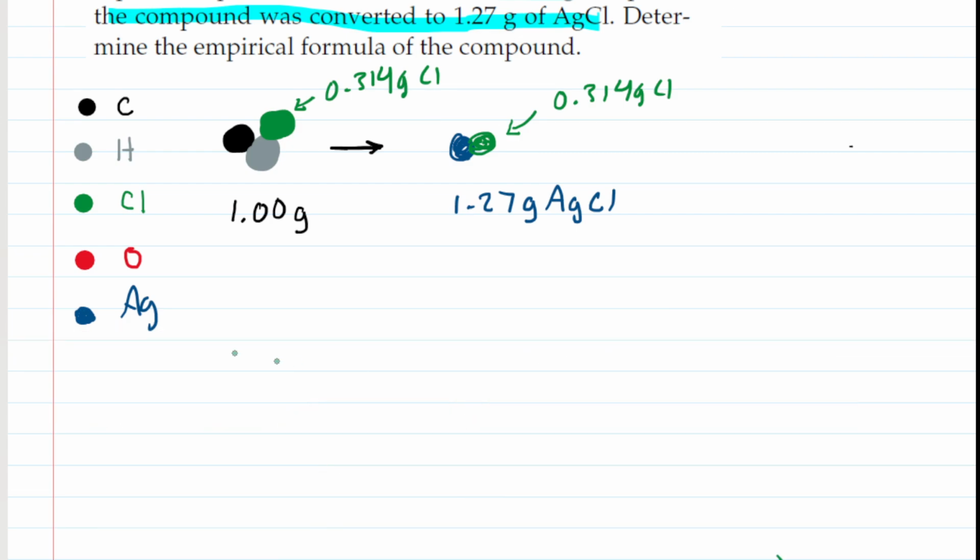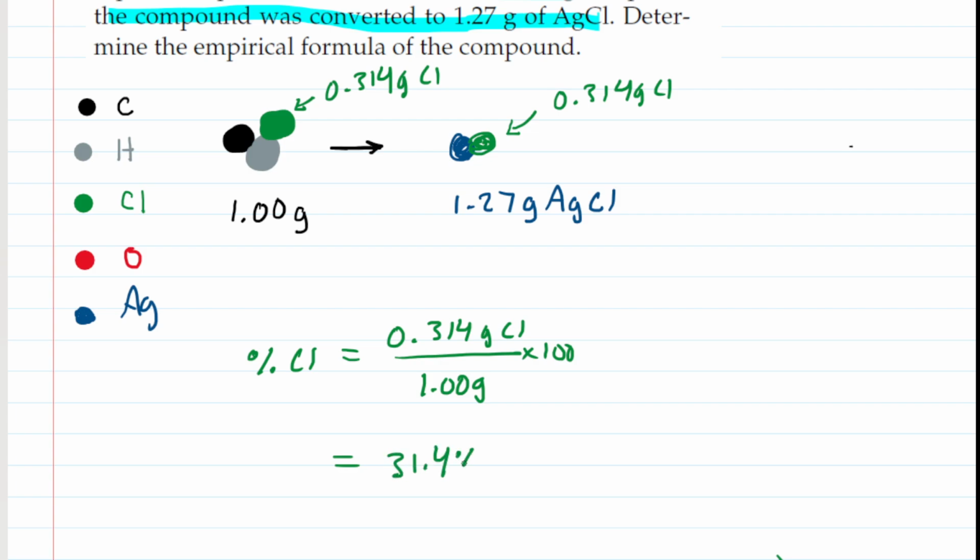Now we're going to get the percent by mass of chlorine in the original compound. This is quite straightforward. We just take the mass of the chlorine in the original compound in that second experiment, divide by the total mass, and then multiply it by 100. In this case, it's easy to see that that's going to give you 31.4% chlorine. So this is great.